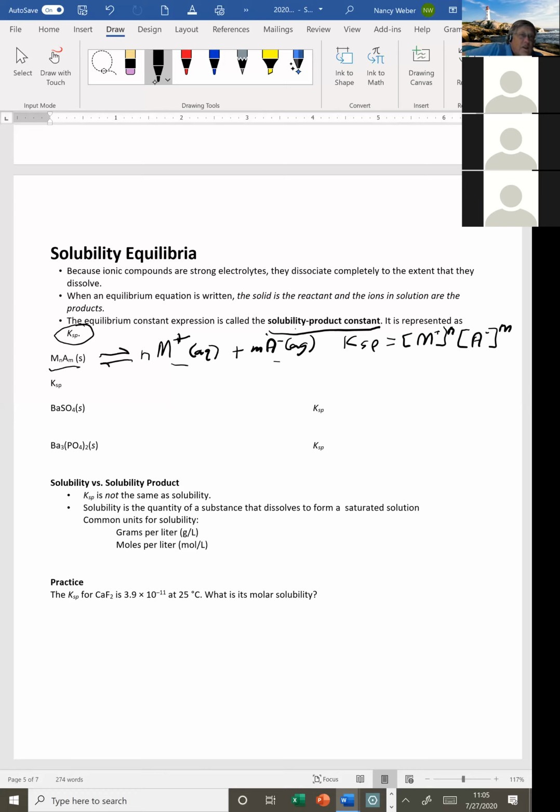Why don't I have a denominator? Because the reactant is a solid. That's right, because it's solid, so we don't include that.